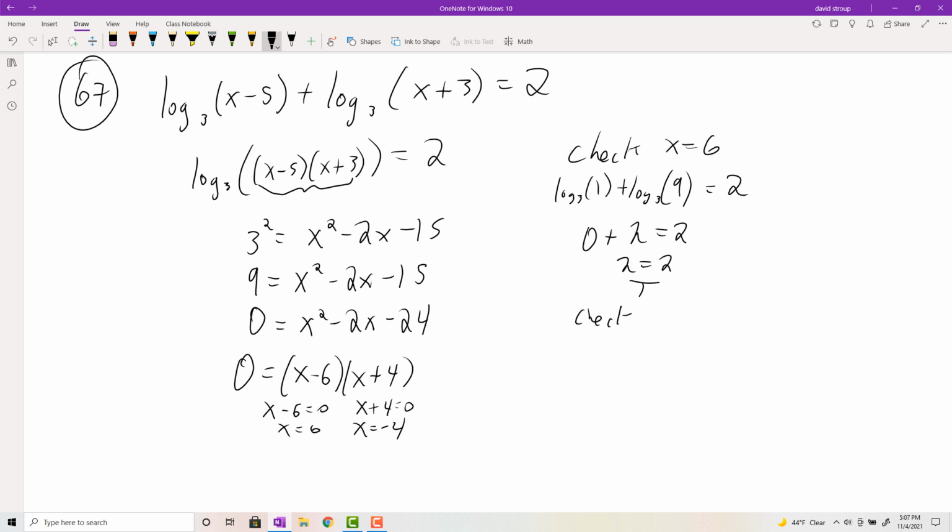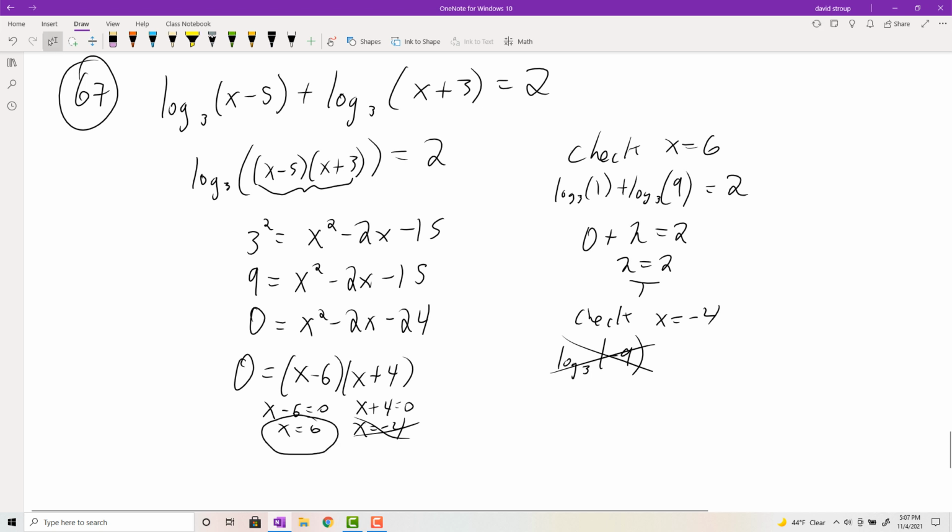Check the other one. x is negative 4. So I got log base 3 of (negative 4 minus 5), which is negative 9. As soon as you get a negative in a log or a 0 in a log, you're done. That can't happen. We can't allow negatives or zeros in logs. So you're going to toss out that answer and just leave the 6.